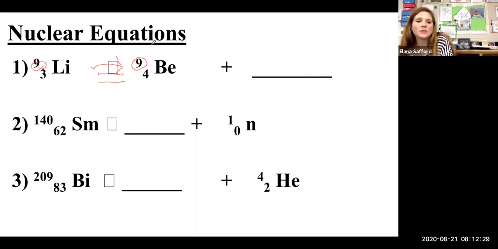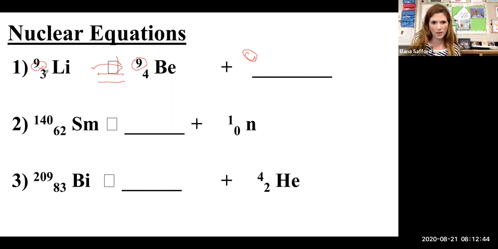9 is equal to 9. Did anything change? Does 9 equal 9? Yes, it sure does. So over here, I'm going to write a 0. There's no difference. Then we want to think about what's happening on this side.